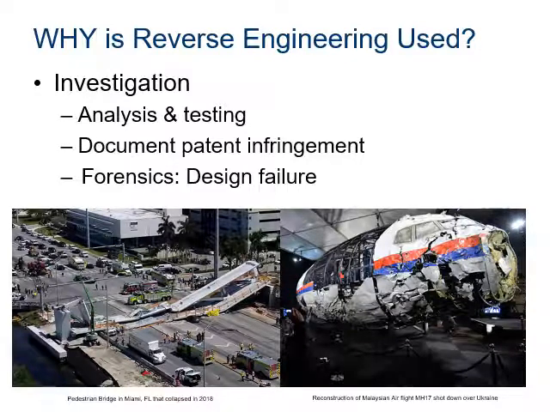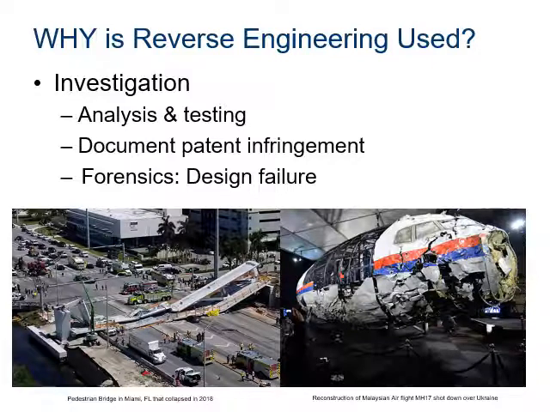At the bottom left is a picture of a pedestrian bridge in Miami, Florida, that collapsed in 2018 as they were moving it in place. It was built next to the street, and then they rotated it in place, and it collapsed while they were moving it. So they did a forensic analysis, reverse engineering it to figure out why it collapsed and what the problems were.